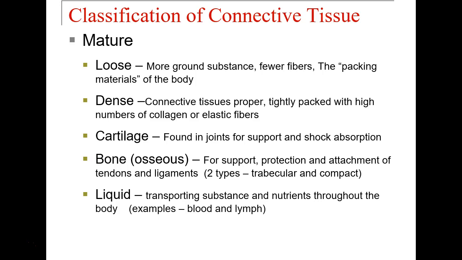Dense, on the other hand, is tightly packed with high numbers of collagen and elastic fibers. So this is going to be more closely arranged to where you're actually going to see more of a pattern. And then cartilage, again, supporting and creating shock absorption for the body, mostly in joints. And then bone, found in the skeletal system. And then liquid, mostly blood and lymph when we talk about that.